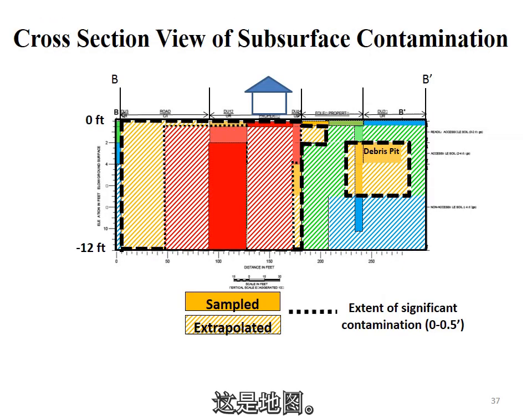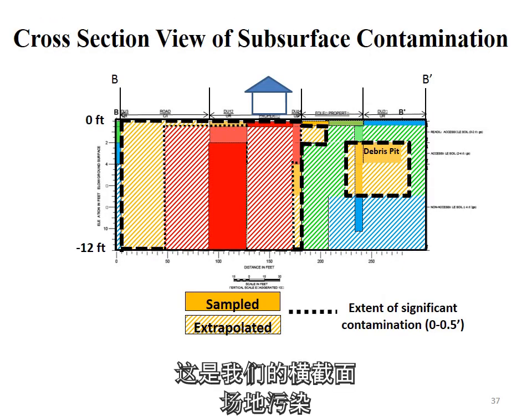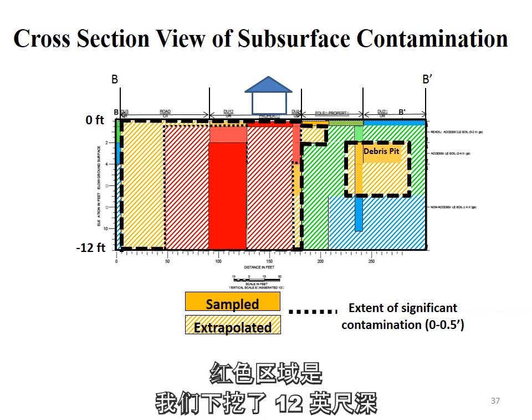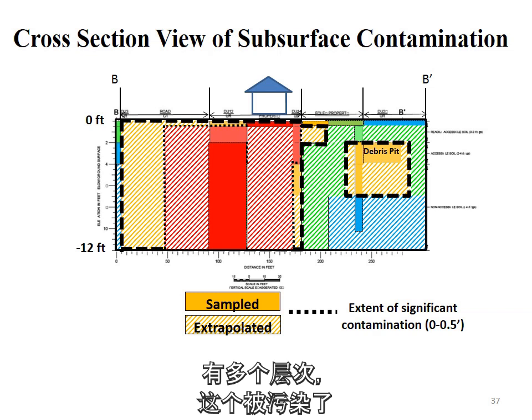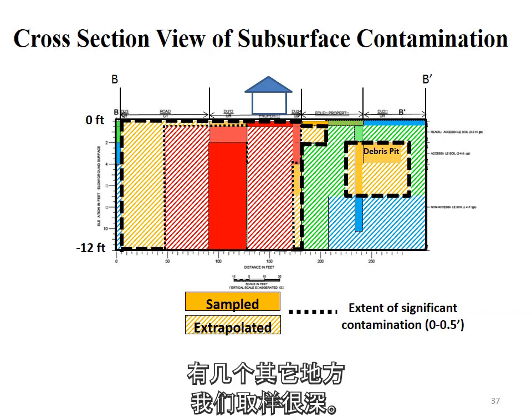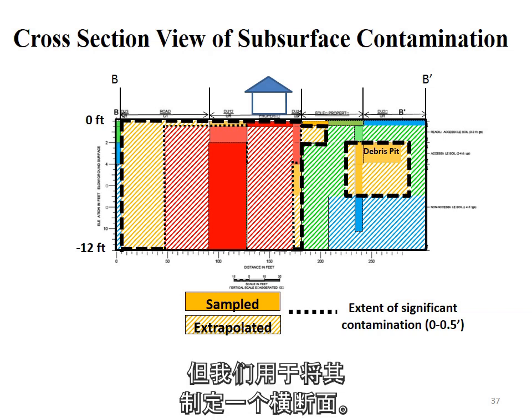That was the map. Here's our cross-sectional view of contamination at the site. So here was the house, the main contamination here. The red here is where we did go down to 12-foot depth with multiple layers, and it was contaminated all the way down to the bottom. And we had surface samples here and a few other places where we went down fairly deep. But we used this to develop a cross-section.